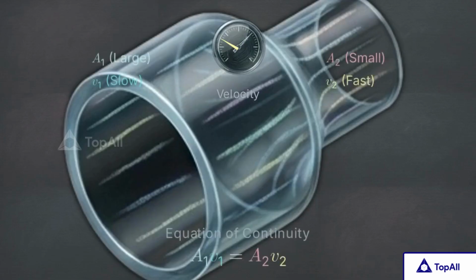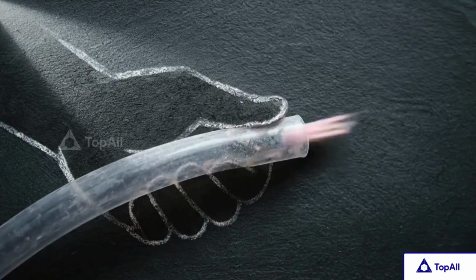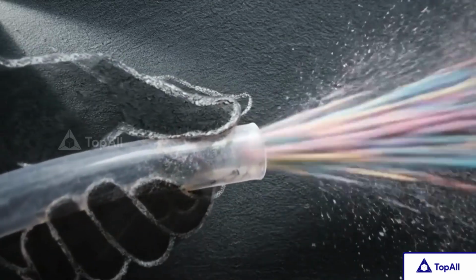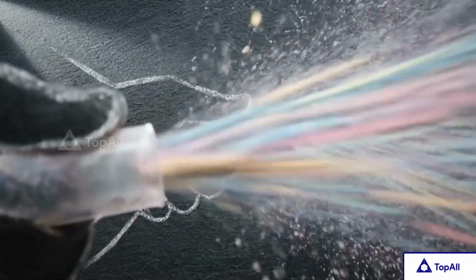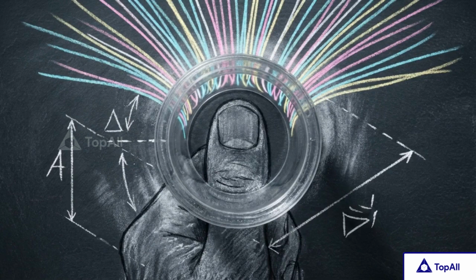In practical terms, this means that to keep the flow rate constant, whenever the pipe's area shrinks, the velocity of the fluid must proportionally increase. This is why water shoots out faster when you constrict the opening of a garden hose with your thumb. By reducing the area, you force the velocity to spike.